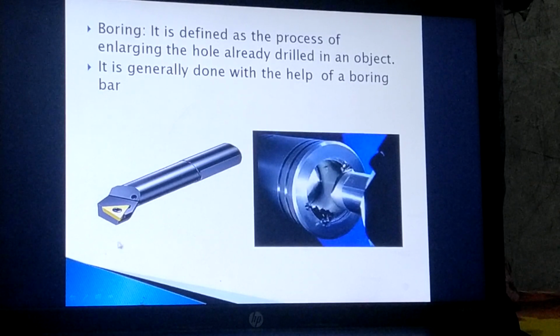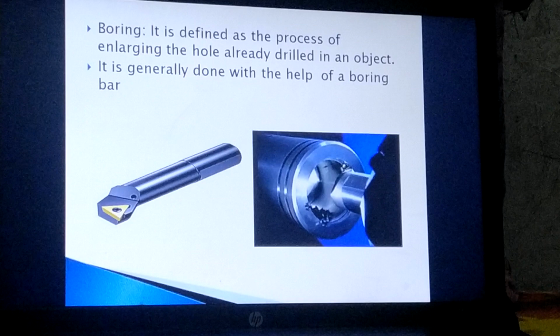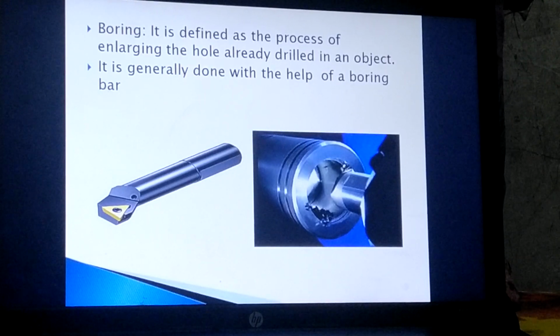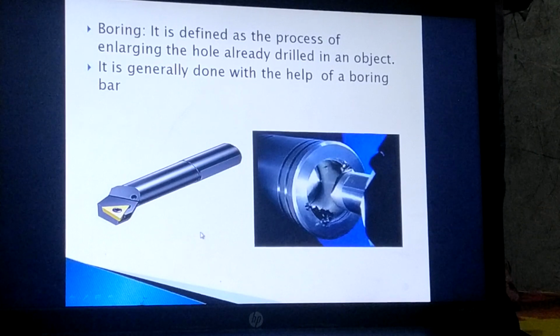So this is the diagram for the boring bar. This boring bar is held in a tool post like a drill, and the feed to this boring bar is given with the help of the tool post handle, whereas the work has a blind hole of some suitable diameter, and we have to increase this diameter with the help of this boring bar.